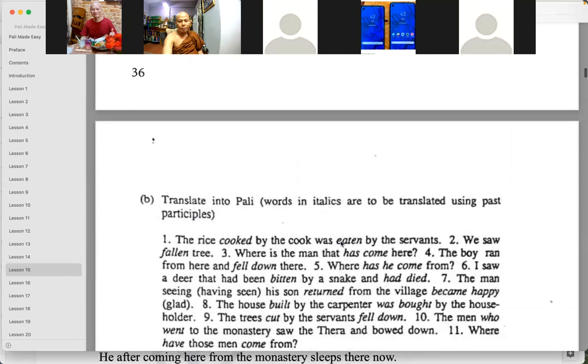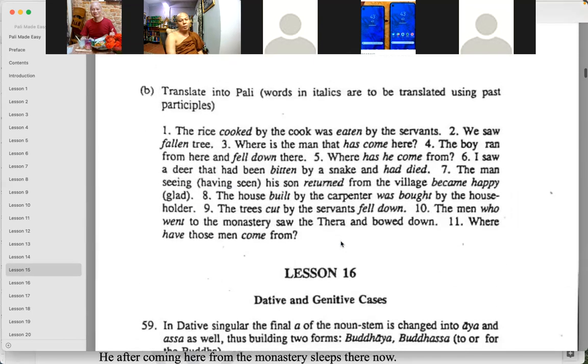Okay, now exercise B. Translate into Pali. Even though we can translate in other ways, we are learning the past participle. Words in italics are to be translated using the past participle.